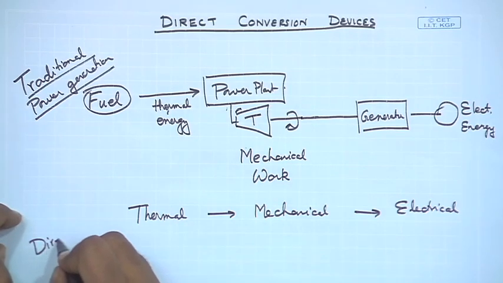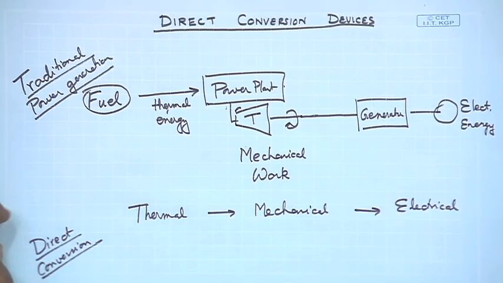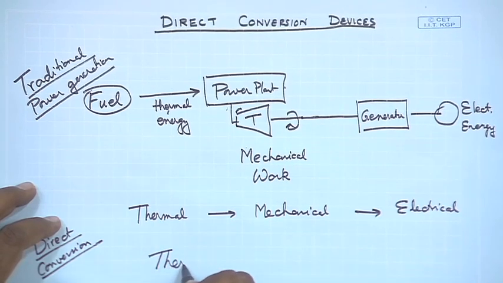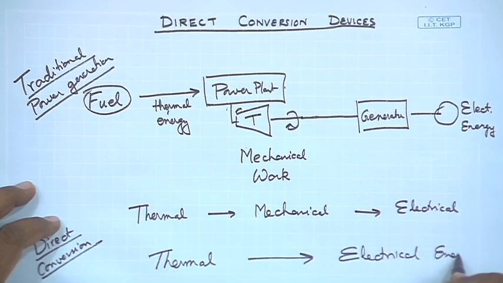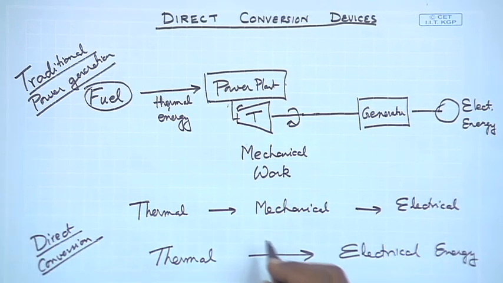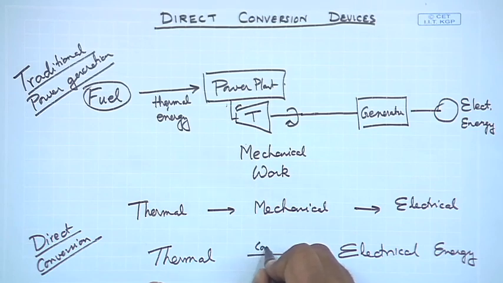In direct conversion, however, what we have is a source of thermal energy which is directly converted to electrical energy. So, this is some device. This device can be of several types, and what we are going to discuss today is one of those. Let me say this is the direct conversion device.